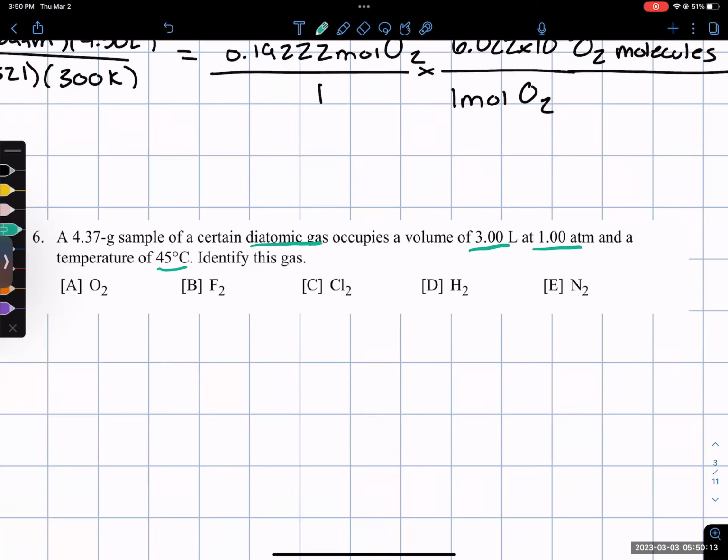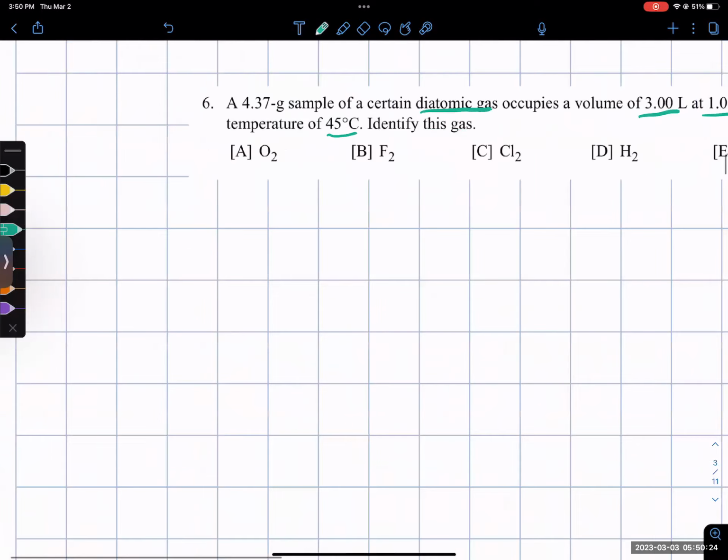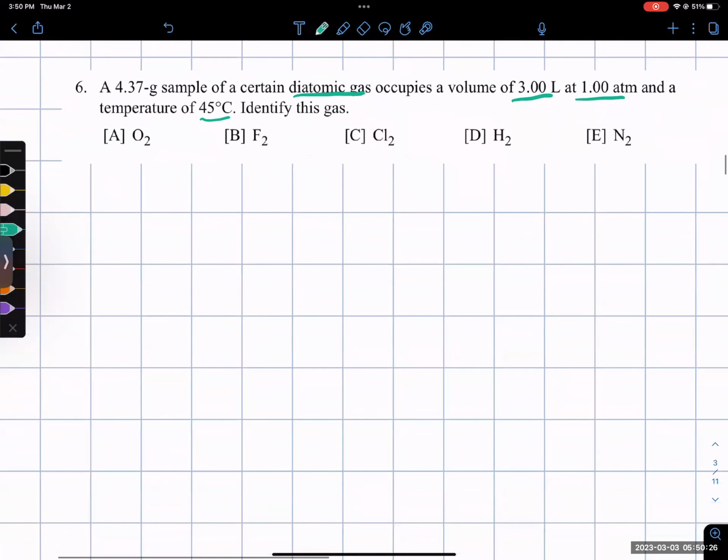Last one. All right, let's see. A 4.37 gram sample of a certain diatomic gas occupies a volume of 3 liters at 1 atmosphere and a temperature of 45 degrees Celsius. Identify the gas. So what equation do we use?